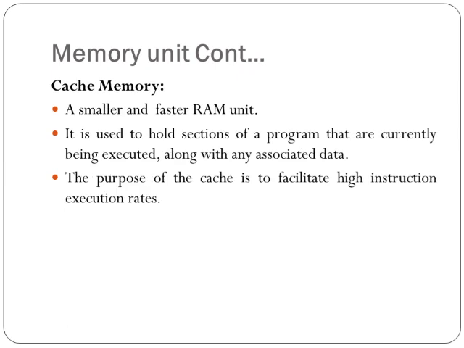Then cache memory. It is a smaller and faster RAM unit. It holds the section of program that are currently being executed. The purpose of cache memory is to facilitate high instruction execution rate.